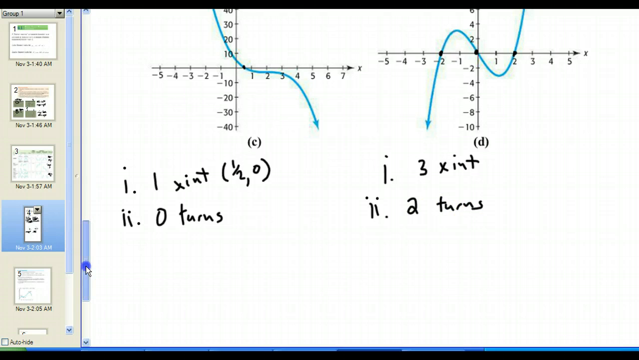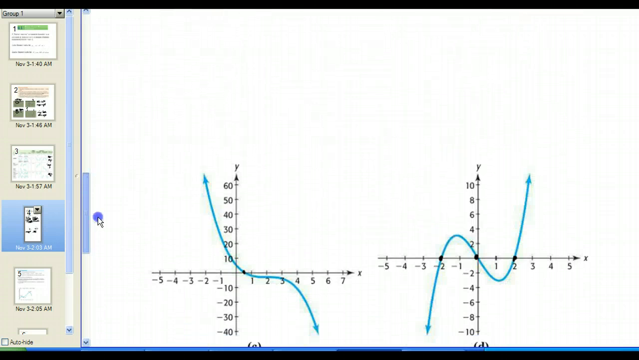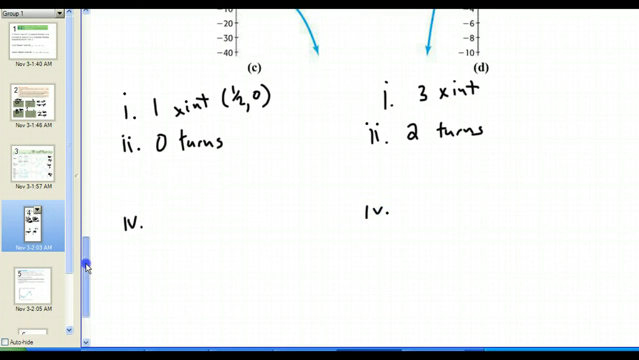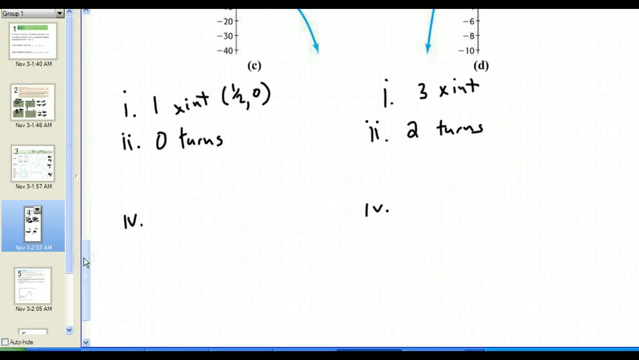Now again, I'm going to skip 3 and jump to 4 because it's easier to do the even and odd versus positive negative. So on both of these, we have opposite end behaviors, meaning the left end is doing something different than the right end. On this one, left end we're rising, right end we're falling. On this one, left end we're falling, right end we're rising. So because we're doing opposites, this is odd degree.